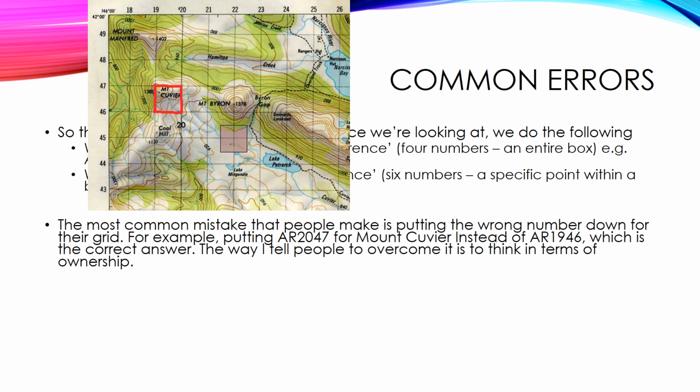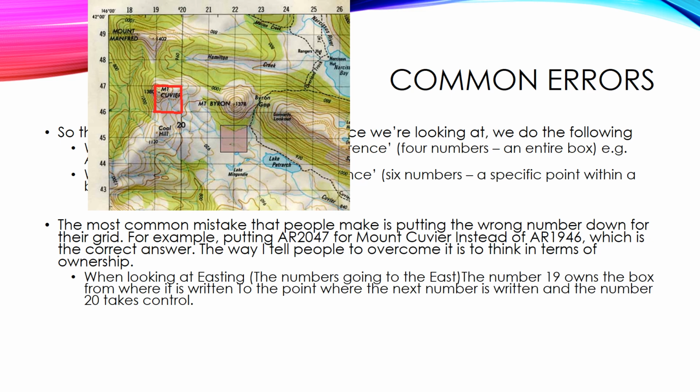What we see a lot of people doing is putting in something like 20, 47, which would be this box here. When I think about which number is appropriate, I think in terms of ownership. We know our northings run up the page. We know our eastings run to the right of our page. So as soon as I hit that 46, 46, 0, my 46 owns this grid until I get to 47.